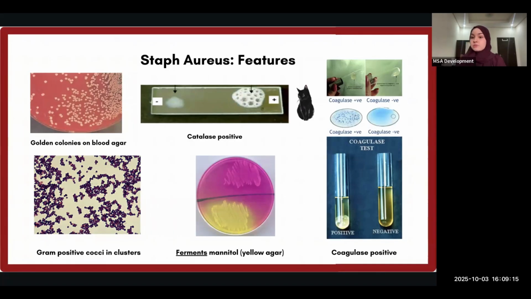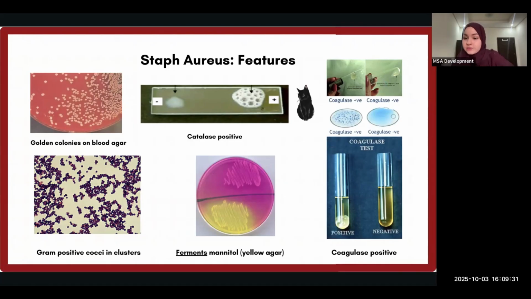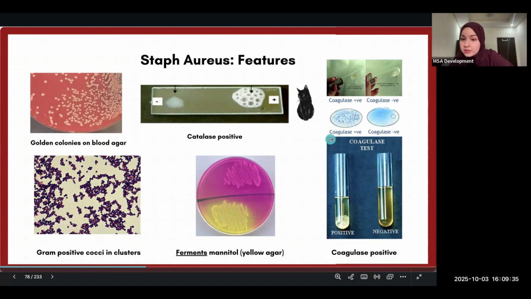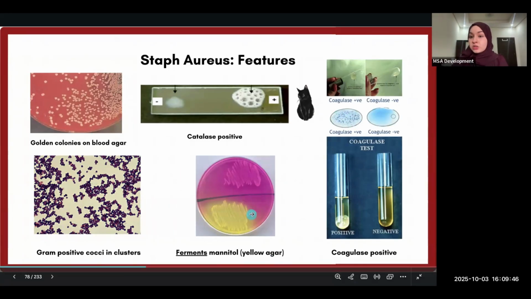For coagulase, if it has the enzyme coagulase and it coagulates the blood, it'll be coagulase positive, and this is what happens here. So Staph aureus is coagulase positive. These are all different ways to show you a coagulase test. So you can get these tubes, know that this is positive, this is negative. Here, this is coagulating. They're like clumping together, so it's coagulase positive. Here, again, coagulase positive.